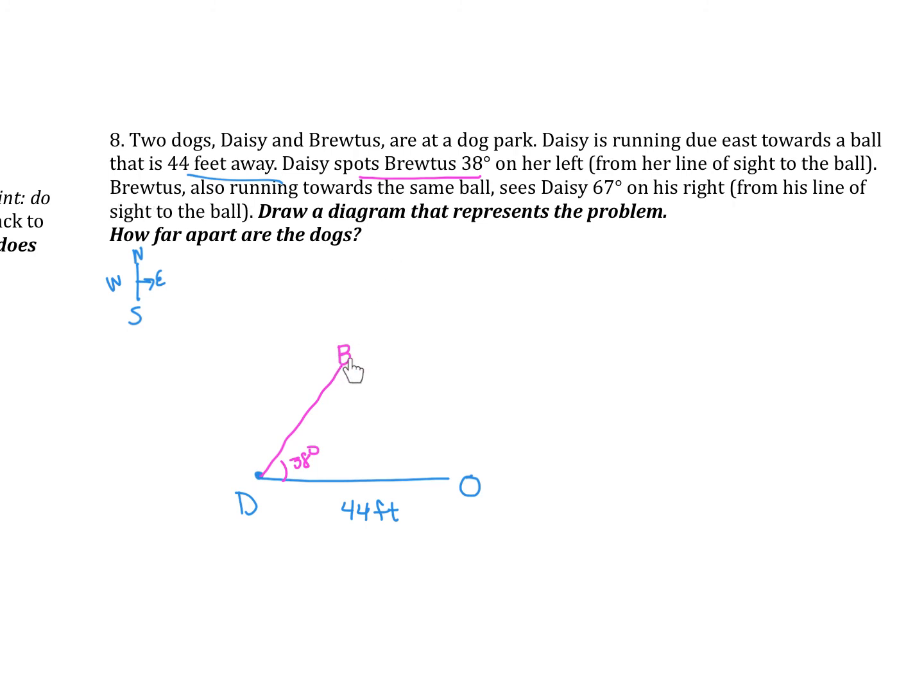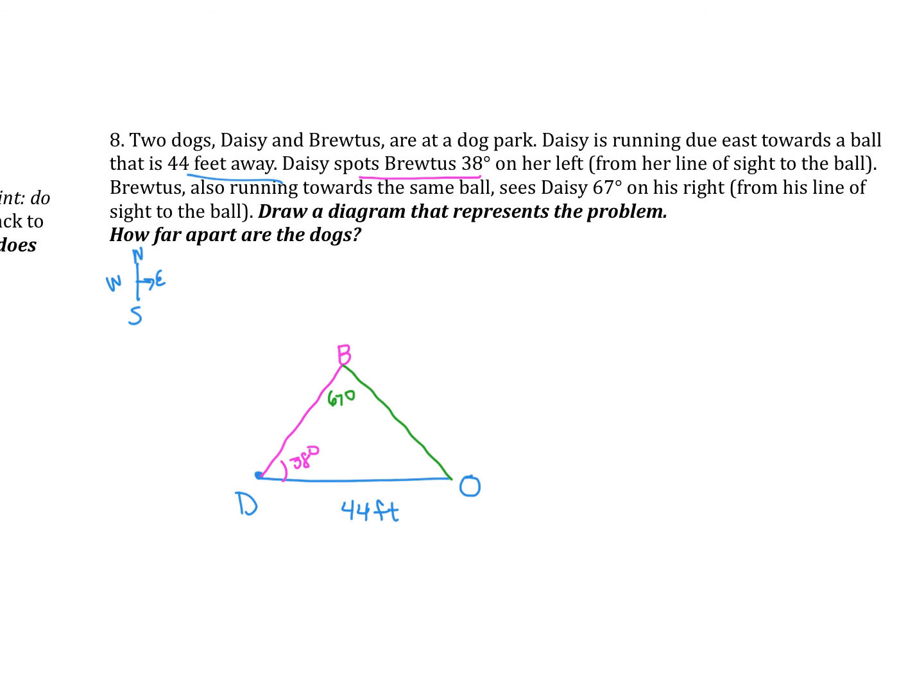Now Brutus also running towards the same ball. So here's Brutus. He's running towards that ball. So I'm just going to complete the triangle here. Sees Daisy 67 degrees on his right, right? So if this is Brutus, the right side is going to be here. Okay, so as Daisy sees Brutus here, then Brutus would also see Daisy. So it's here. And so it's 67 degrees on his right, and again from his line of sight to the ball. So here's the line of sight to the ball. So the angle here to here is 67 degrees. That's probably always the hardest part, is drawing the diagram.